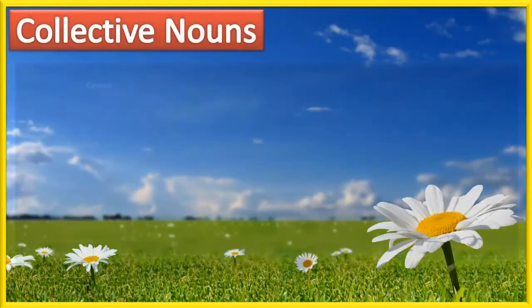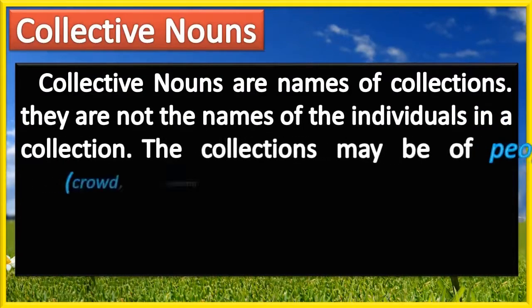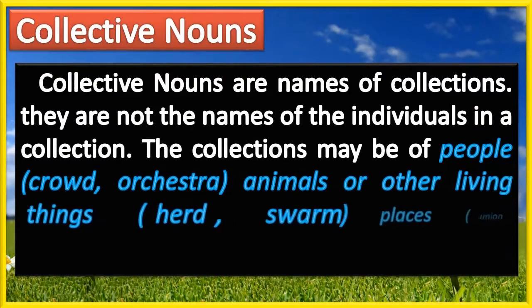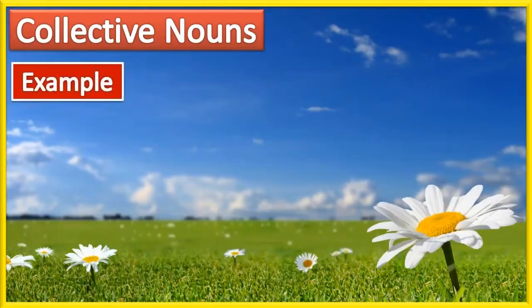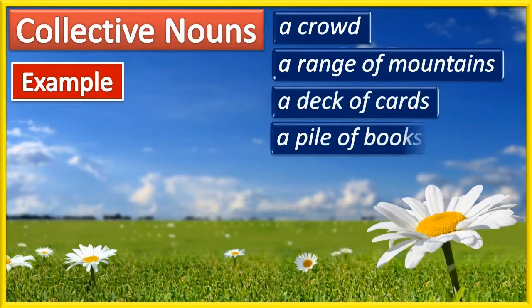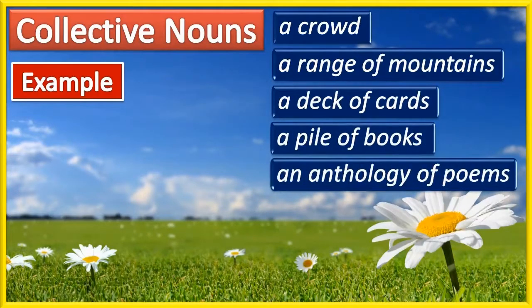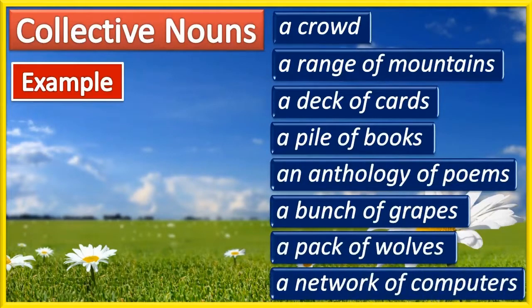Collective nouns. Collective nouns are names of collections. They are not the names of individuals in a collection. The collection may be of people: crowd, orchestra; animals or other living things: herd, swarm; places: union, federation; or things: bunch, pile. The words in italics in the above phrases are collective nouns. Examples: a crowd, a range of mountains, a deck of cards, a pile of books, an anthology of poems, a bunch of grapes, a pack of fools, a network of computers.